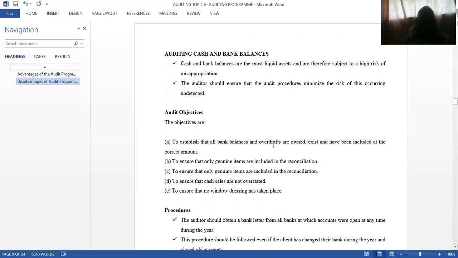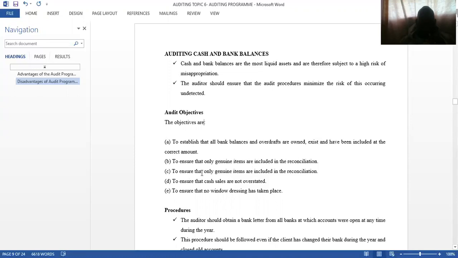If, for example, it is an overdraft, whereby the business withdrew more than what it had from the bank, that should also be well captured, and the amount should be the true figure that was actually borrowed as an overdraft. The other objective is to ensure that only genuine items are included in the reconciliation. When we were doing financial accounting, we talked about the bank reconciliation, whereby we reconcile the bank statement with the cash book. Therefore, only those items which are genuine should be included in the reconciliation.